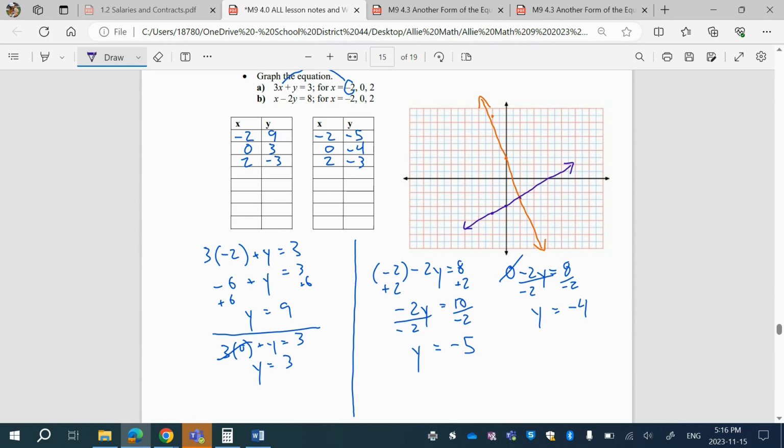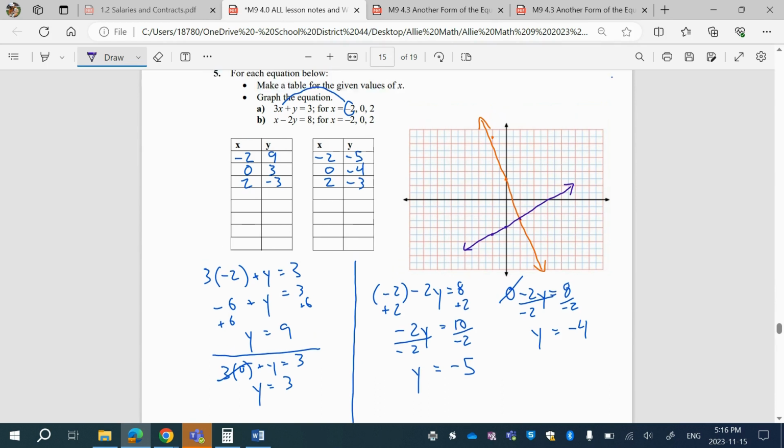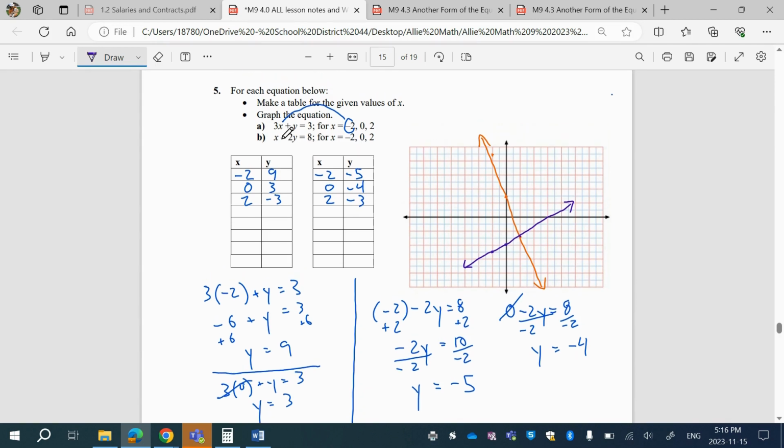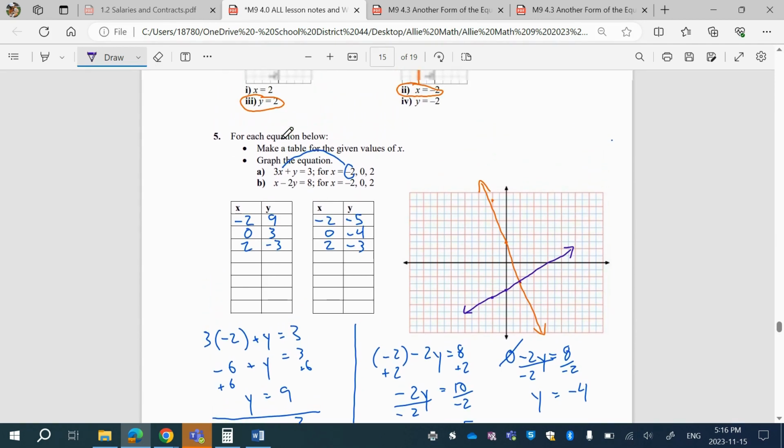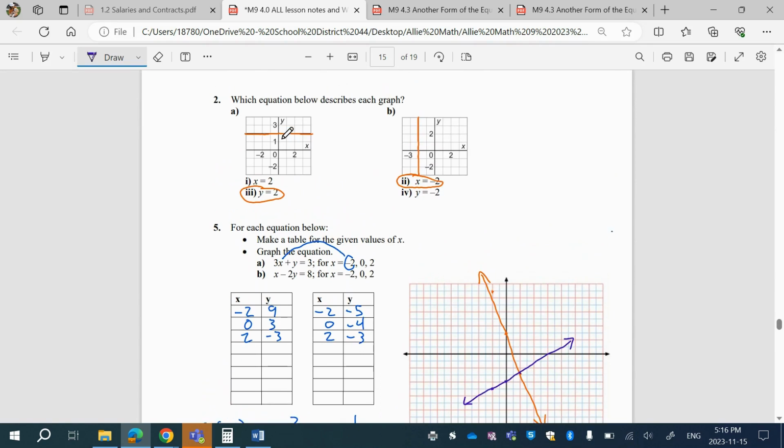Okay, so again, we are using what we know to find out what we don't know. We knew these values of x, we input them where the x is, and we solve for y, the unknown. The important things to remember: if you have both variables, it's going to be that sloped line, or oblique line, like this. If you have just the y, it's going to be a horizontal line. If you have just the x, it's going to be a vertical line.